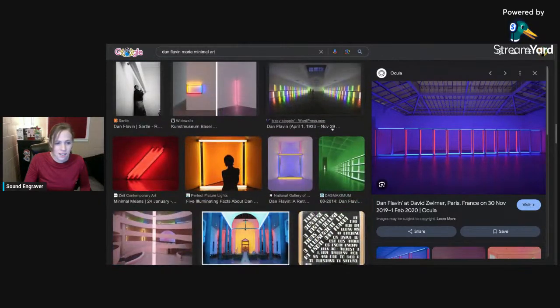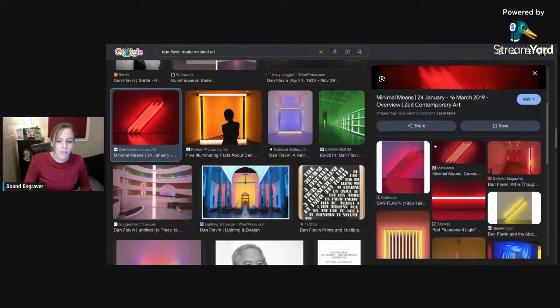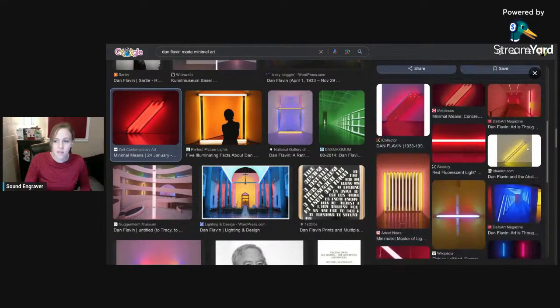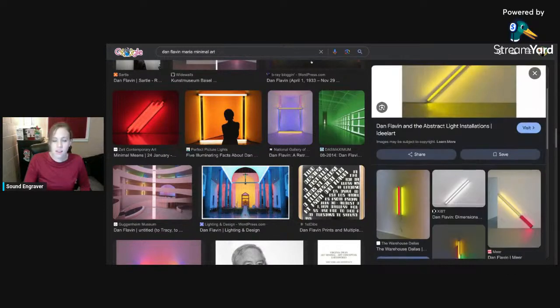And then I think there was, yeah, again, red is going to evoke a very different color from yellow. It just does. You can't avoid it. So that's Dan Flavin, I think is his name. I hope I had that right.